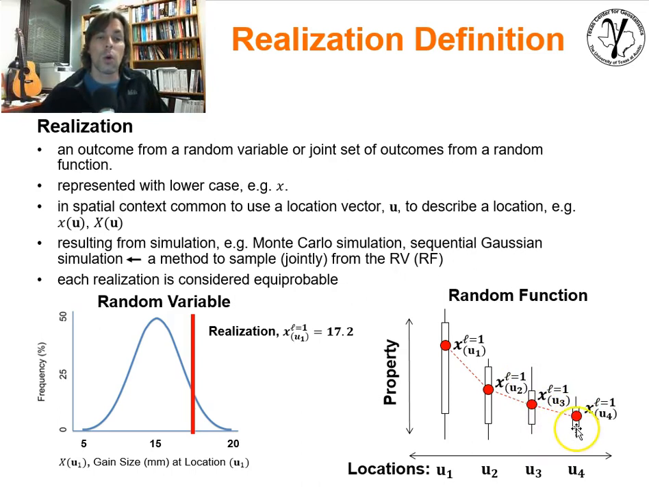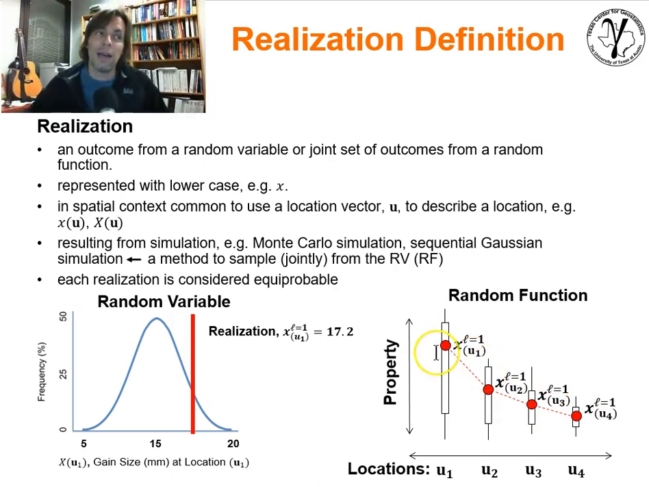It's getting narrower as we go from 1 to 4, suggesting that perhaps we have some type of data constraint or something going on over here. And it's causing less uncertainty as we get closer to the data, more as we get away from the data. Okay, so a realization from the random function would be jointly sampling from all 4 of these random variables such that we're accounting for correlation.